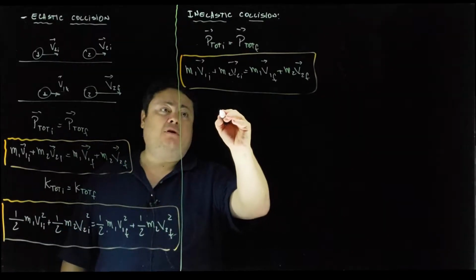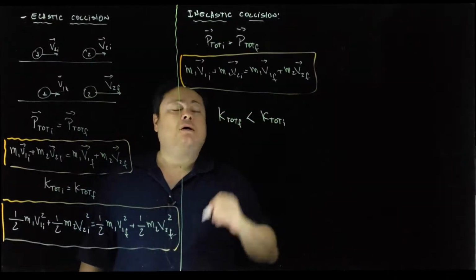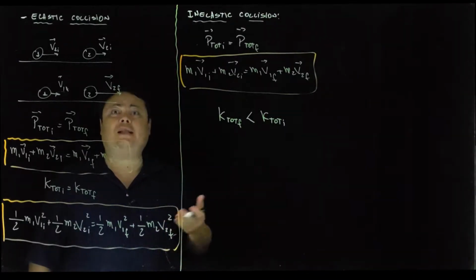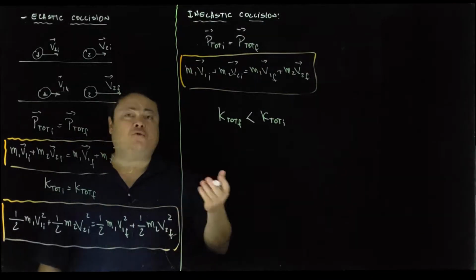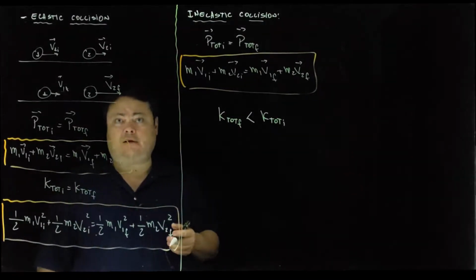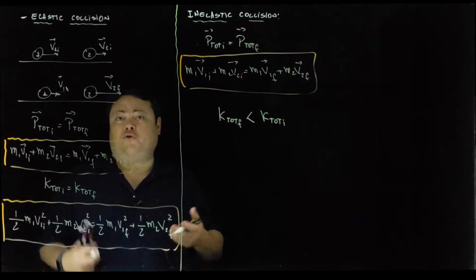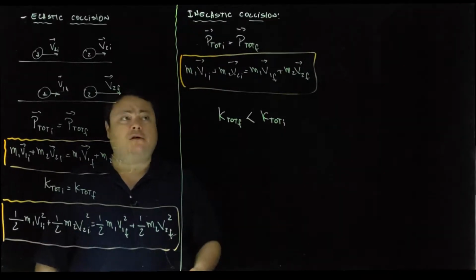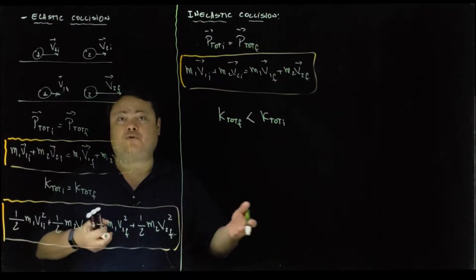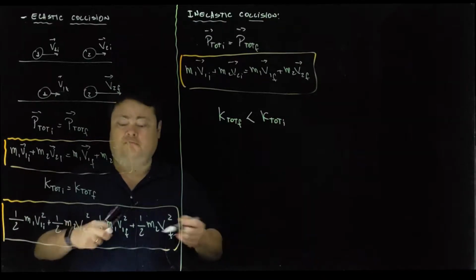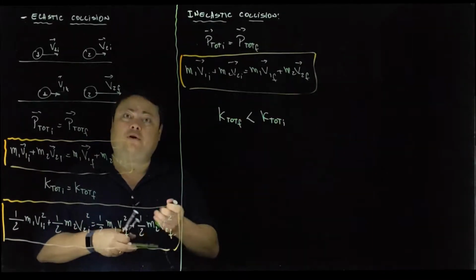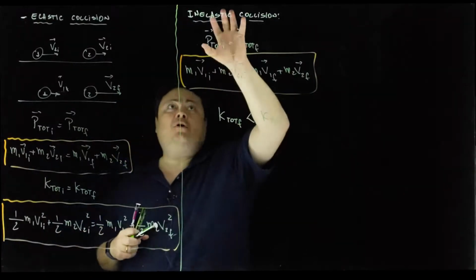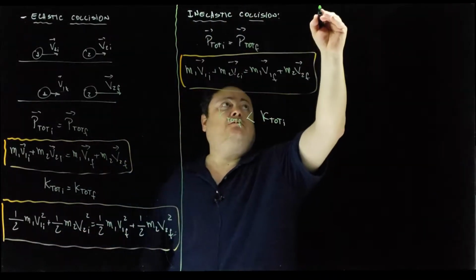Then what we have is that the total kinetic energy final is going to be less than the total kinetic energy initial. Often, the problems will give us a percentage of energy that is lost, and then you can work from there. If you know that 20% of the energy was lost, then you can say that the final energy is 80% of the initial energy. Something like that.